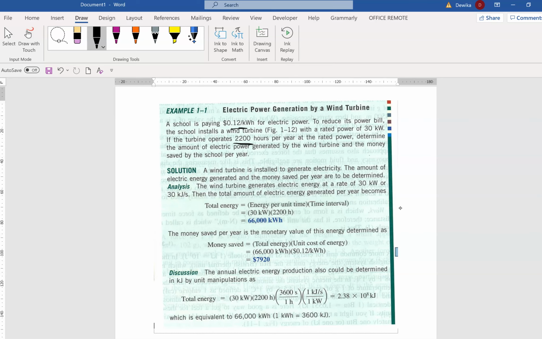A wind turbine is installed to generate electricity. The amount of energy generated and money saved per year are to be determined. For the analysis, 30 kilowatt is equivalent to 30 kilojoule per second, and the amount of electricity generated per year is 30 kilowatt multiplied by 2,200, which is given in the question. You just multiply: what do you get? 66,000 kilowatt hours. The charge is 0.12 per kilowatt hour, so you just multiply. How much has the school saved? $7,920. Similarly, in Malaysia, in your house itself, you can install solar power. Solar is a free form of energy, so you can convert the solar to money.